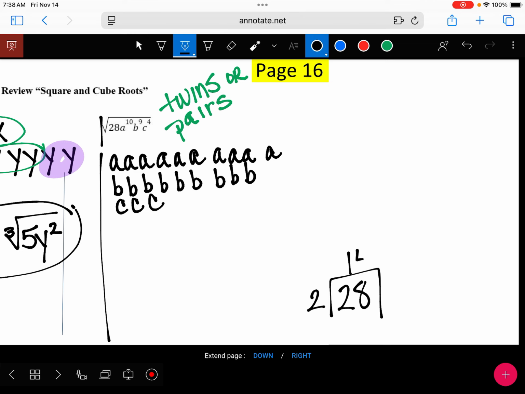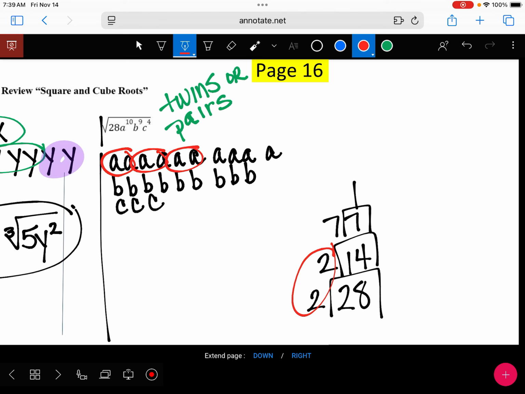Two goes into 28 14 times. 2 goes into 14 7 times. 7 goes into 7 1 time. So let's circle our sets. I got 1. Then over here I got 1, 2, 3, 4, 5. So I got a twin. I got 5 sets of A's. And I have 1, 2, 3, 4. 4 sets of B's. And then I have 1 set of C's.